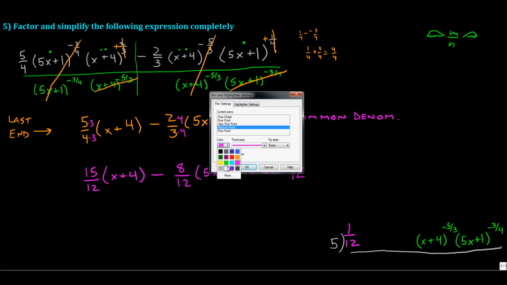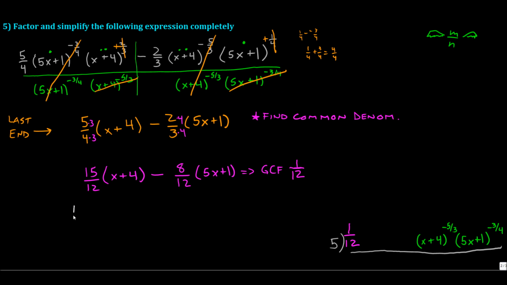Well, switching to a white pen so I can show you now. I'm going to have 15 times (x plus 4) minus 8 times (5x plus 1). And then I'm pretty much there. All I need to do is now finish out the problem. So again, what did I do? I found a common denominator to make those fractions look alike. Then I factored out a GCF of 1 over that piece, which was 1 over 12.